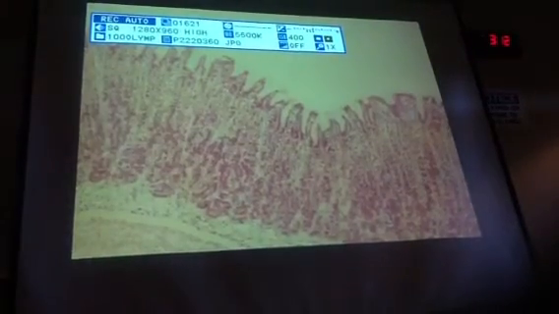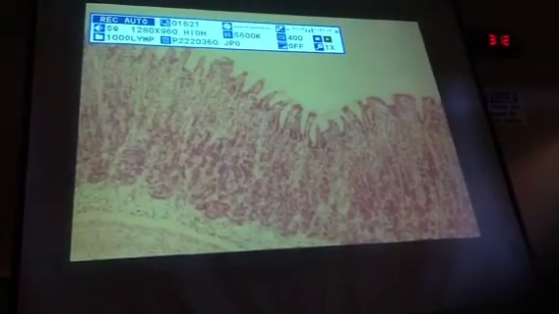Now I'm going to put on a small intestine so you can see the difference right away. So let me put on small intestine.